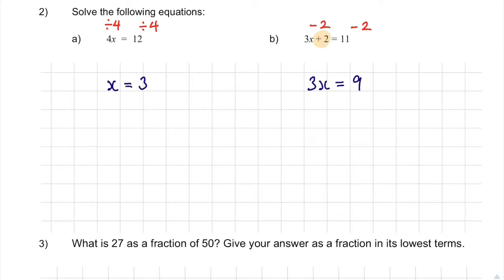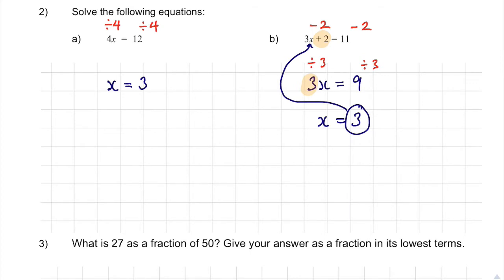Now I need to deal with the 3, so I'm dealing with this thing here, and that's 3 multiplied by x, so I need to do the inverse operation. So I need to divide by 3 and divide by 3. When I do that, I'm going to get that x is equal to 3. Now once again, I can take this answer and put it back into the original equation here. So I'd have 3 multiplied by 3 is 9, plus the 2 does equal 11. So I know my answer is correct.